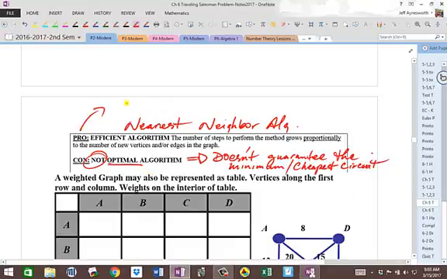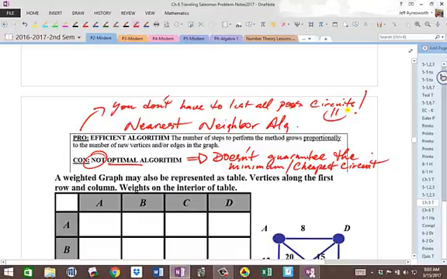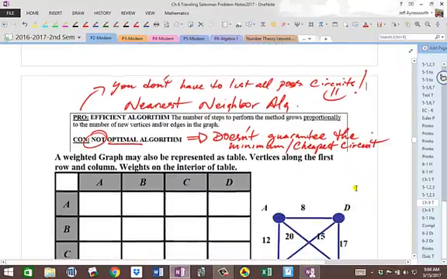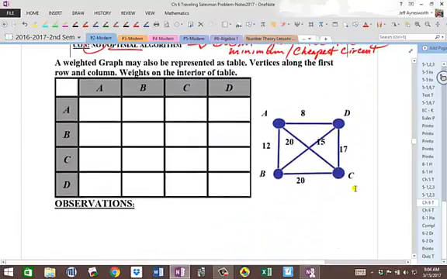Another pro is that you don't have to list all possible circuits. And that's a good thing because, like I said earlier, in most cases the number of possible circuits is large. Like I said up here, in a simple complete graph with 7 vertices, there's 720 Hamilton circuits. You don't want to list them all. That's inefficient. So you have to come up with better, or at least different, ways to get an answer, right?